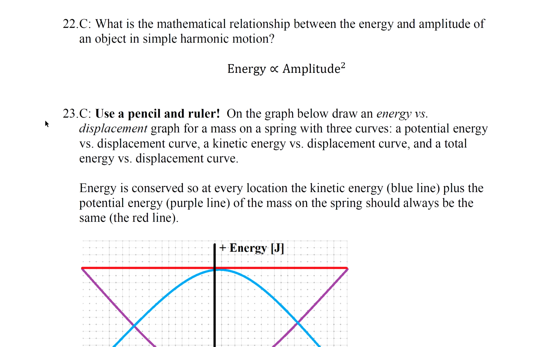Question 22. What is the mathematical relationship between the energy and amplitude of an object in simple harmonic motion? Energy is proportional to amplitude squared.